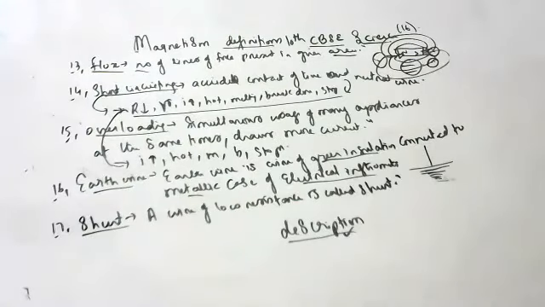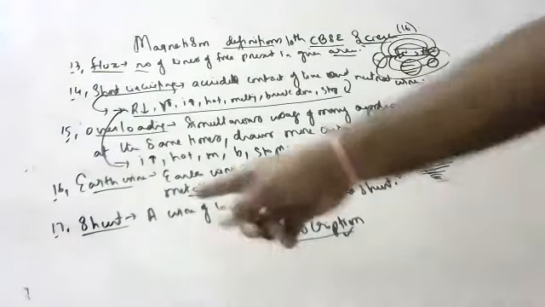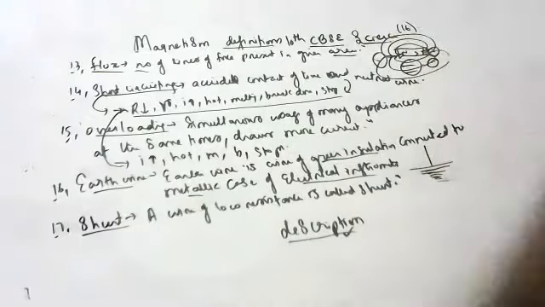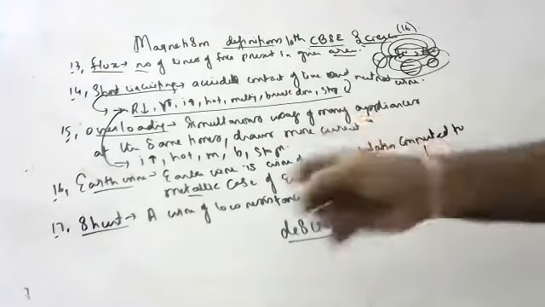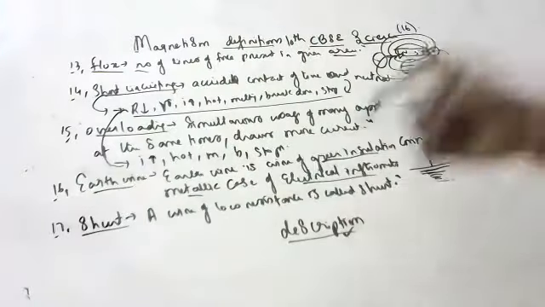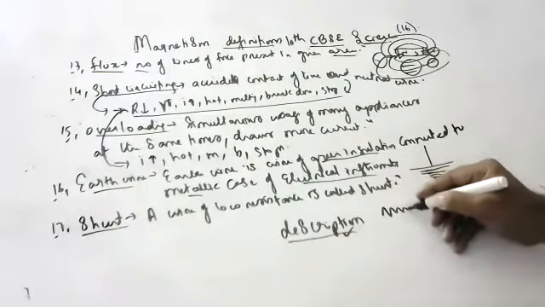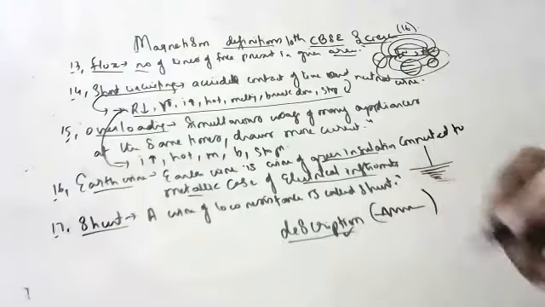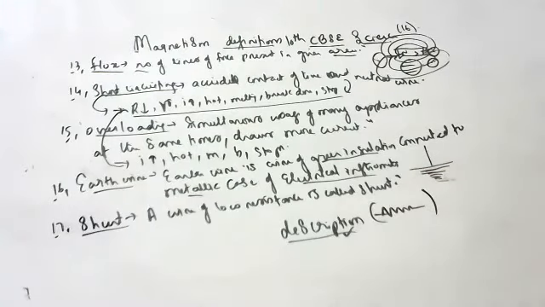So in total, how many definitions did we discuss here? 17 definitions, I told you, children. If any more definitions come, I will add them in the description of the video. Also try to draw the relevant diagrams, children. A wire of low resistance. Resistance is denoted like this. A wire of low resistance is called shunt resistance. Okay, children.